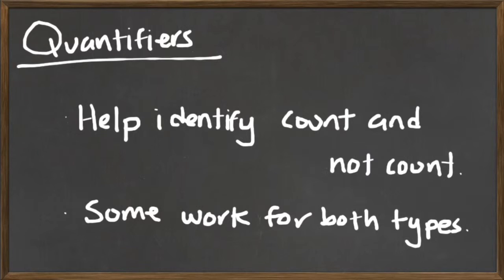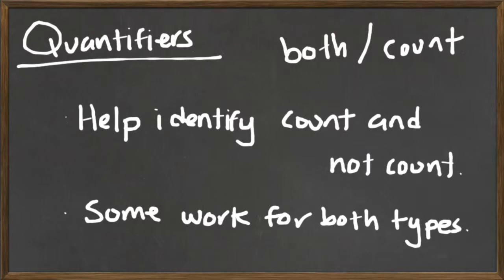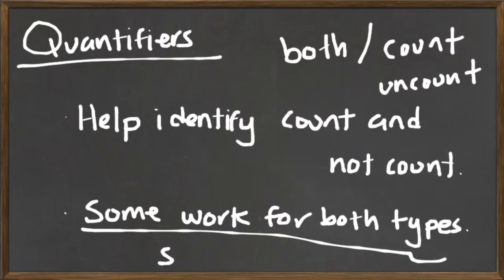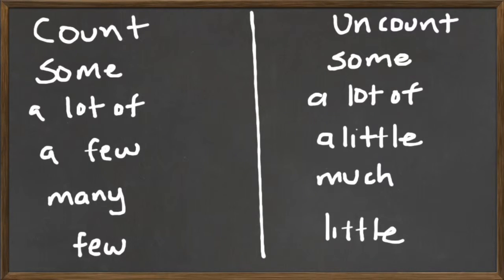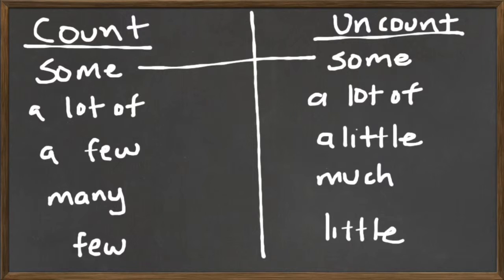Okay, now let's move on to quantifiers. Quantifiers help us identify count and non-count nouns. So we have quantifiers that apply for both countable and uncountable nouns, and we have specific quantifiers for countable and specific quantifiers for uncountable. Like I just mentioned, some work for both types. One example would be some. Some can be used for both countable and uncountable nouns. Let's continue. Here are the quantifiers for countable and uncountable nouns. So some works for both. Yes, you can use some people, which is a countable noun, or some milk, which is an uncountable noun.